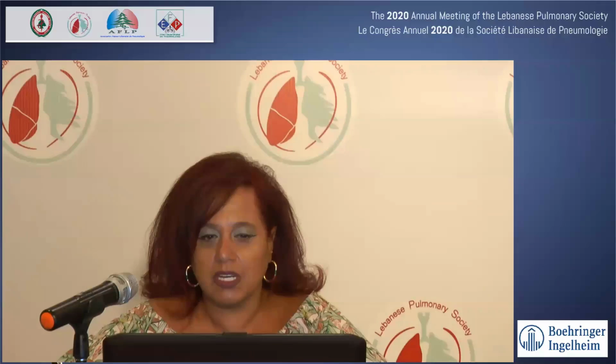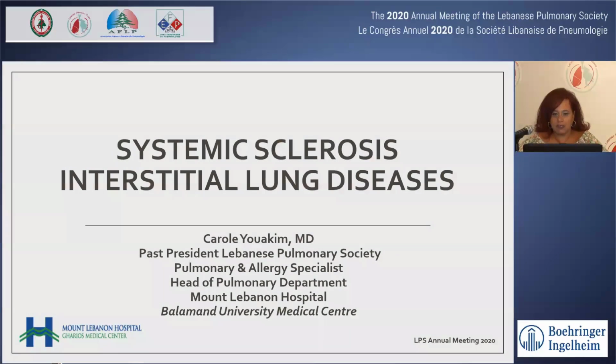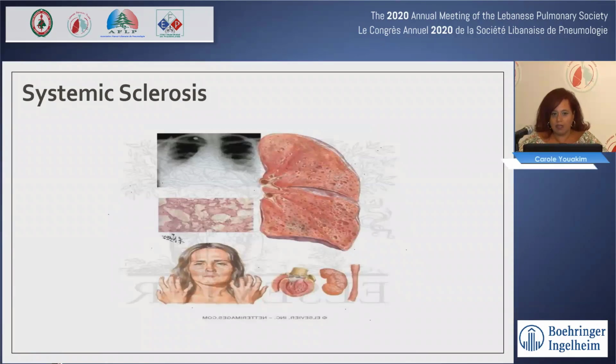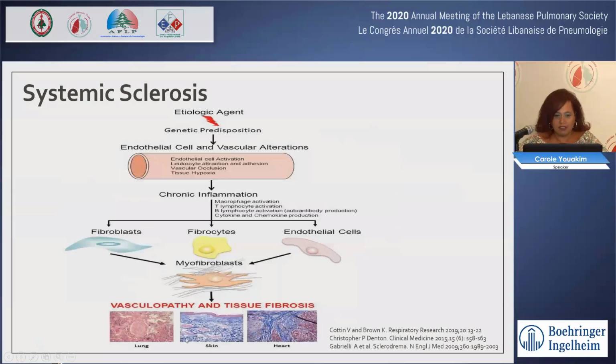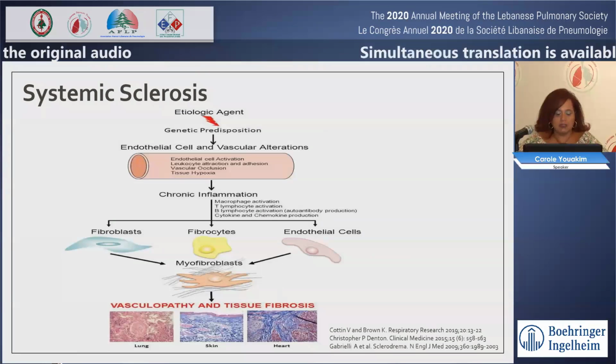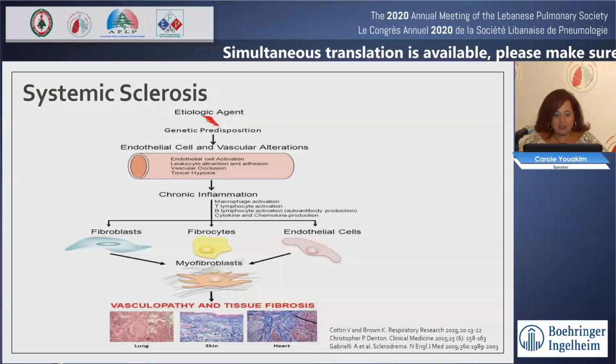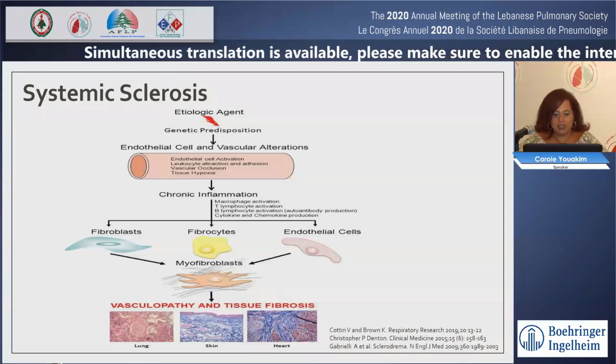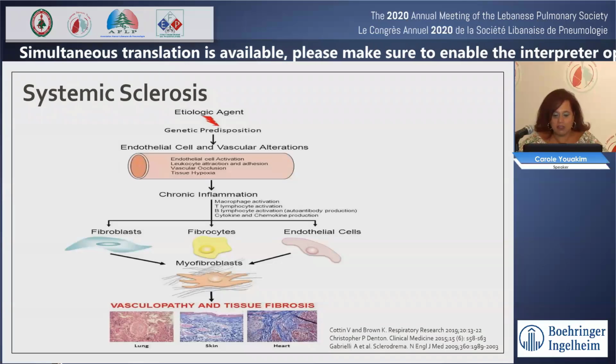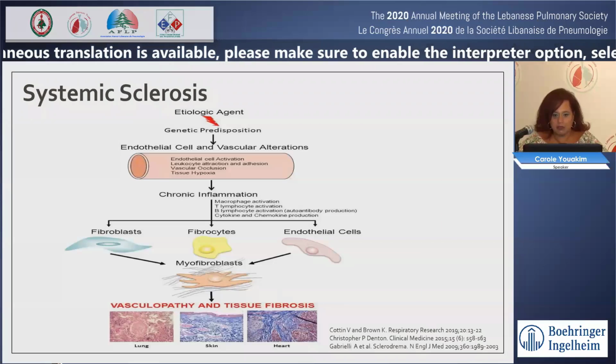I will be talking about systemic sclerosis interstitial lung diseases. What is systemic sclerosis? Systemic sclerosis is a rare connective tissue disease that is believed to be triggered in susceptible individuals by environmental agents. Systemic sclerosis is characterized by cellular inflammation, vascular injury, and tissue fibrosis of the skin and multiple internal organs.